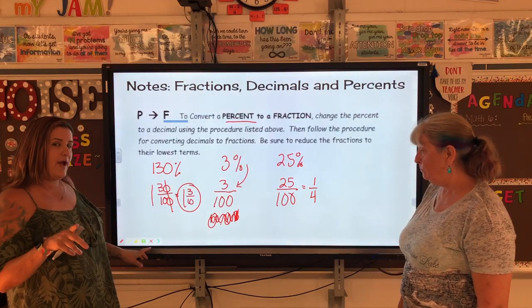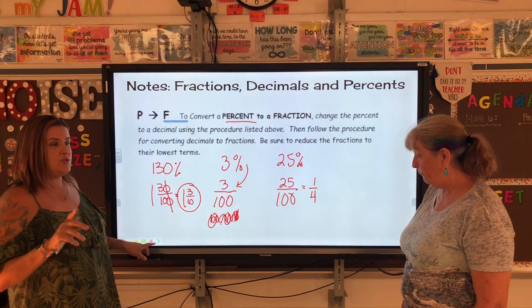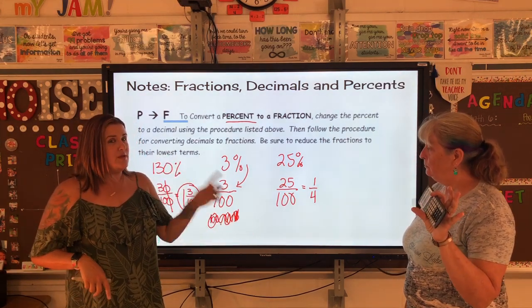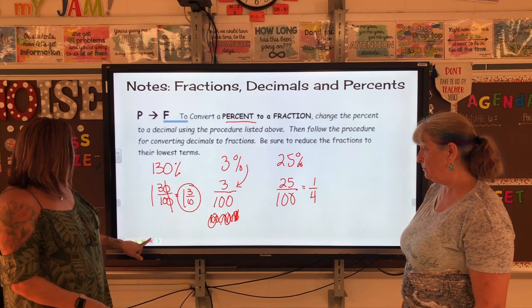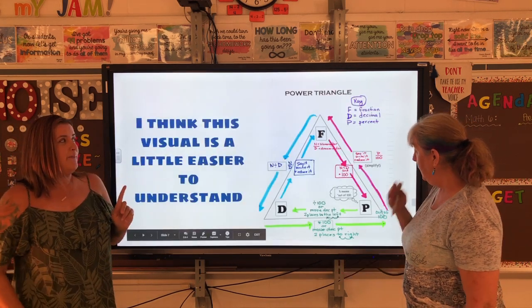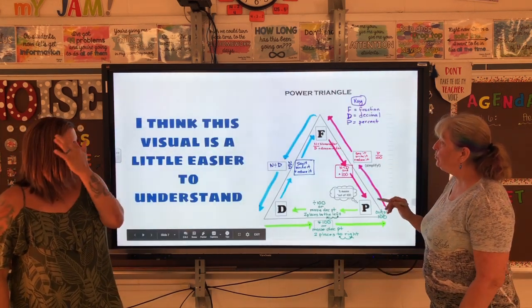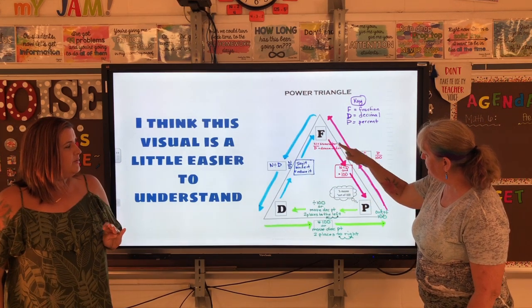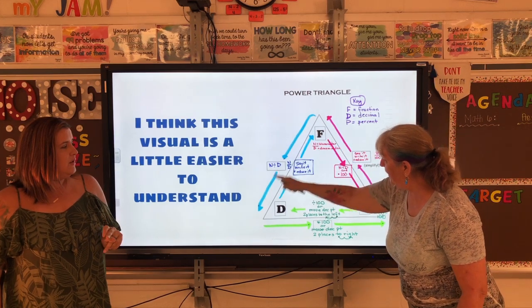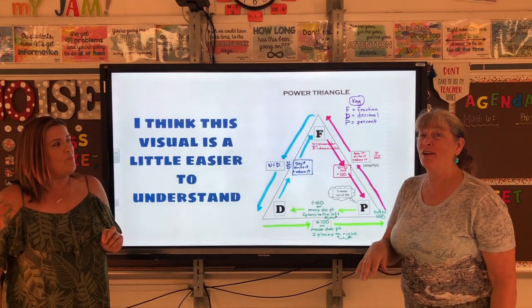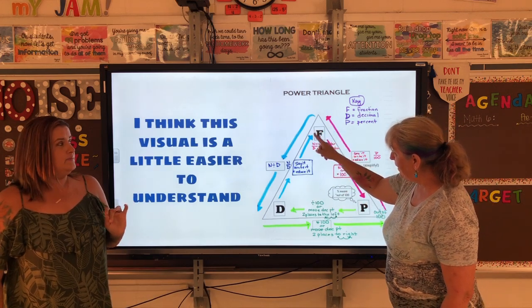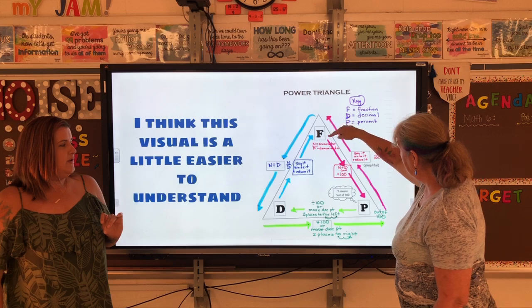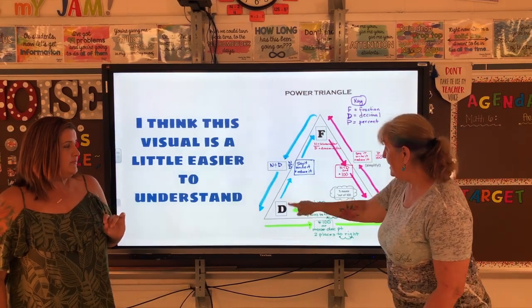So there's a couple graphics that'll help you remember these rules. Because even though you get a calculator, you still have to remember the rules on how to do the conversions. So Miss Lamb is going to talk about this power triangle. The power triangle is just fraction, decimal, percent. And you'll notice that the arrows go on the inside and then they go the other way on the outside, because remember, there are 6 conversions. Fraction to decimal, decimal to percent, percent to fraction, fraction to percent, percent to decimal, and decimal to fraction.